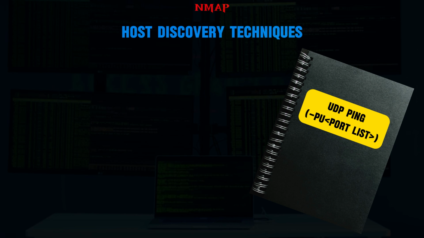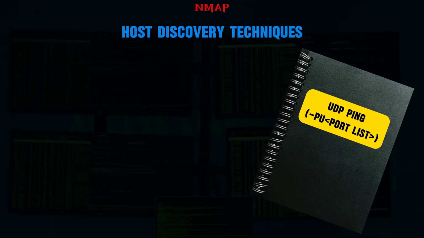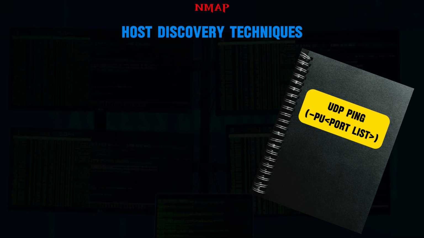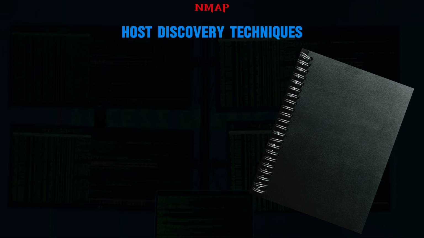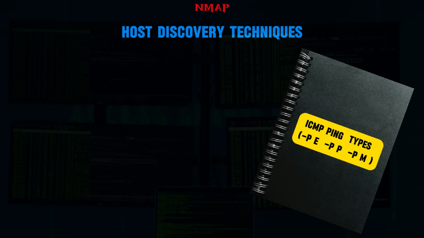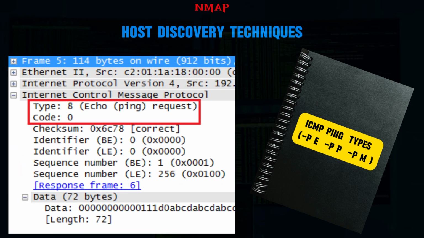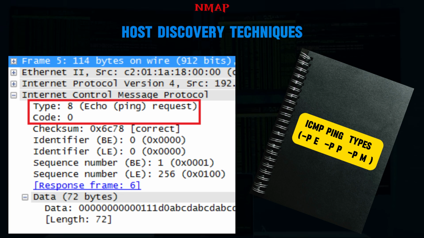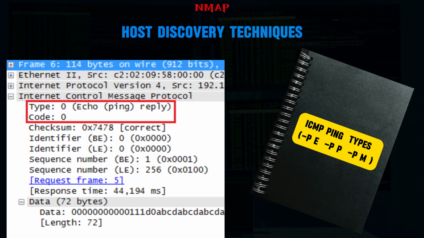The primary advantage of this scan type is that it bypasses firewalls and filters that only screen TCP. ICMP ping: Nmap can send the standard packets sent by the ubiquitous ping program. Nmap sends an ICMP Type 8 echo request packet to the target IP addresses, expecting a Type 0 echo reply in return from available hosts.